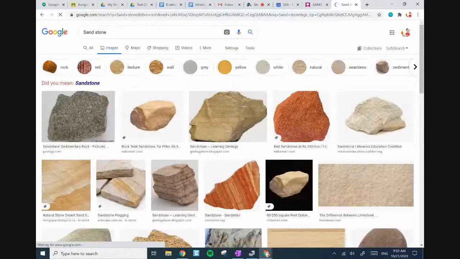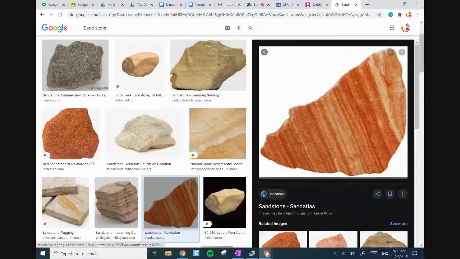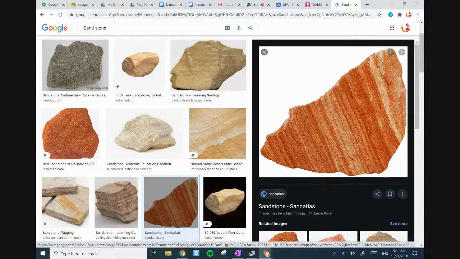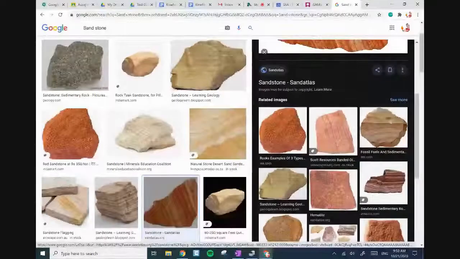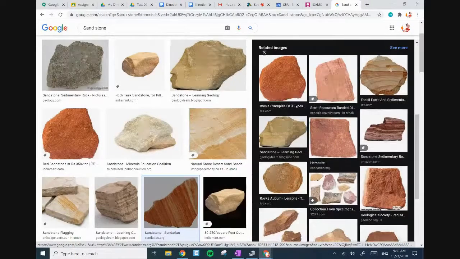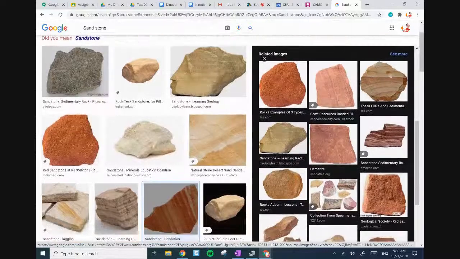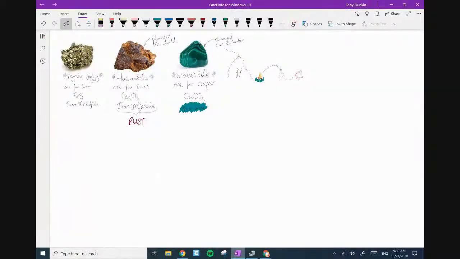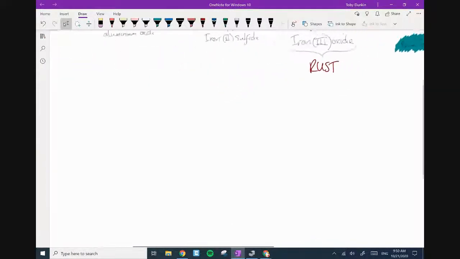So sandstone, one of the things that students often don't ask me when you talk about stones and things like sandstone, one of the things they often don't bother to ask is where all the colors come from, because there are lots of different types of sandstone. If you just look at these images for a start, you see all these different colors. So sandstone, I'm just going to quickly make a note of this.